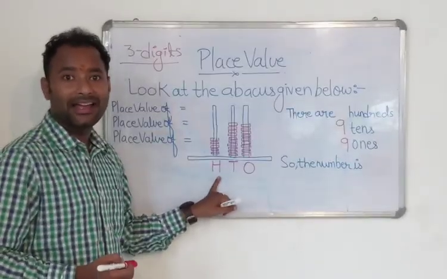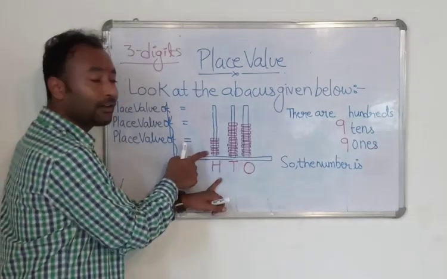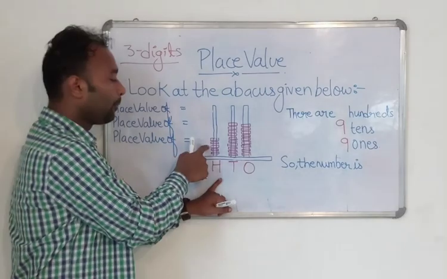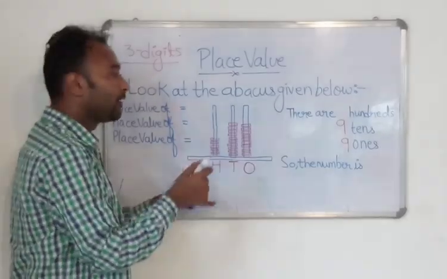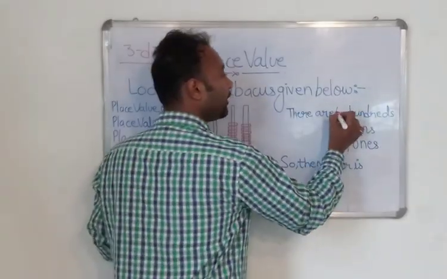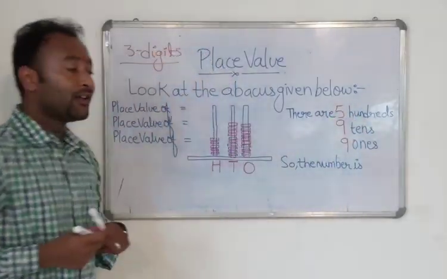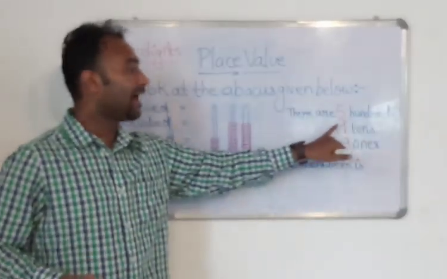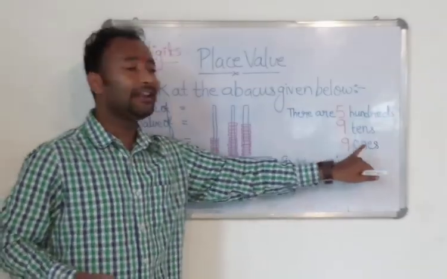How many beads are there? Very good. Start counting from down. 1, 2, 3, 4 and 5. So in 100 position, 5 hundreds are there. So now there are 5 hundreds, 9 tens and 9 ones.